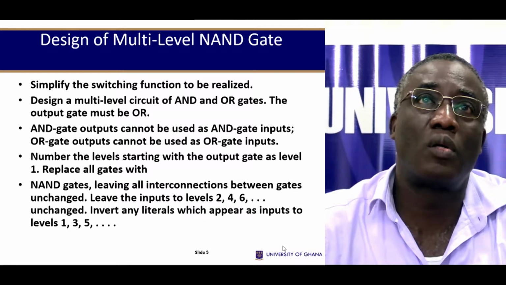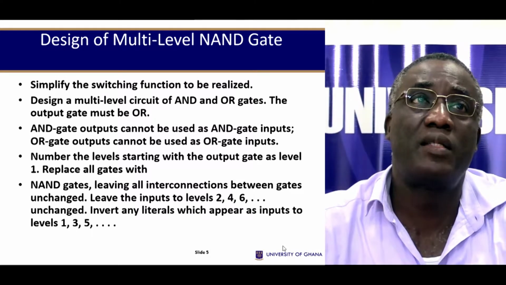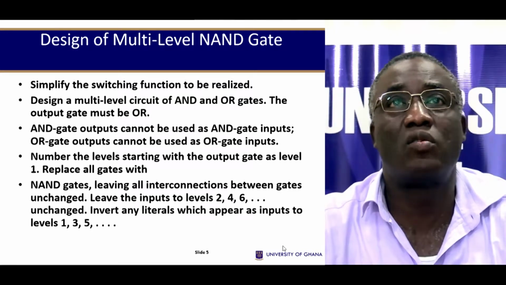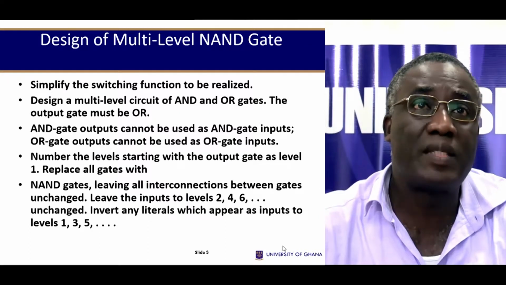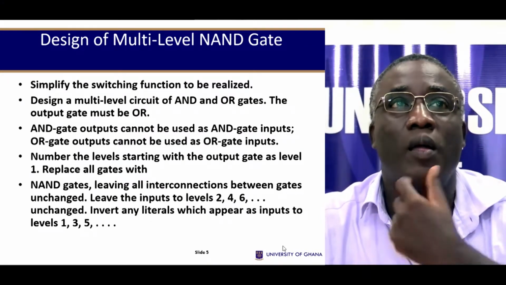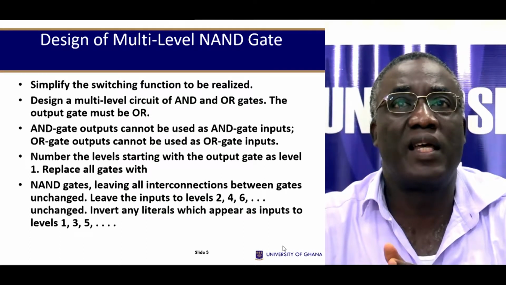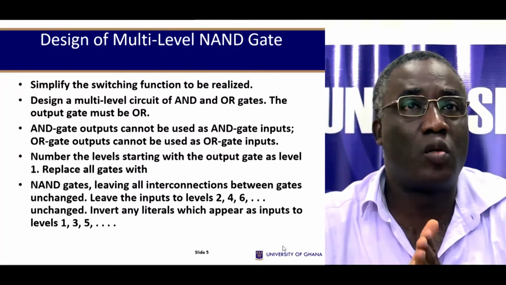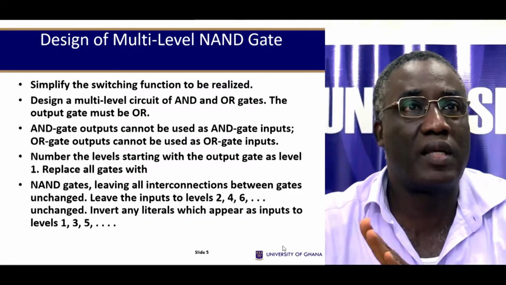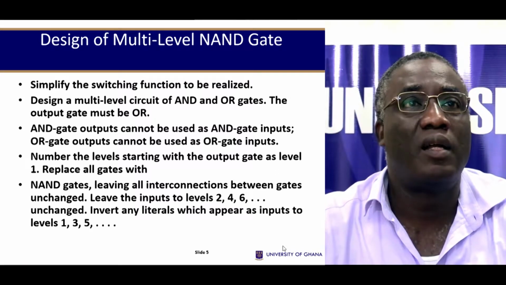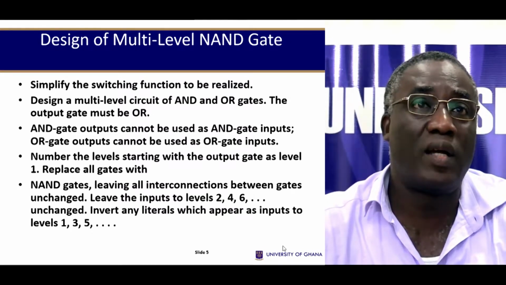So, how do you go about this? You simplify the switching function to be realized. You design a multi-level circuit of AND and OR gates. The output gate must be an OR. AND gate outputs cannot be used as AND gate inputs. OR gate outputs cannot be used as OR gate inputs. Number the levels, starting with the output gate as level 1.